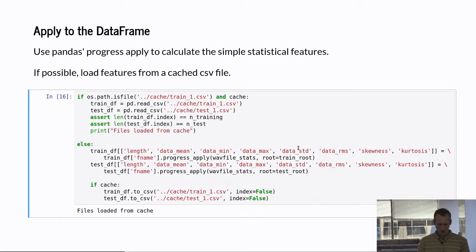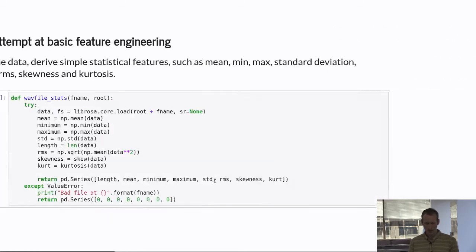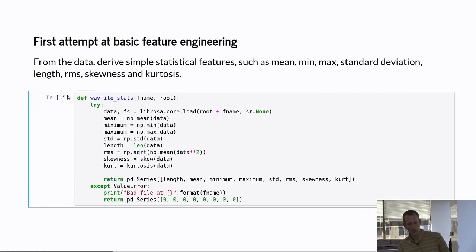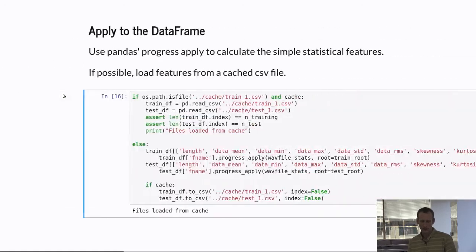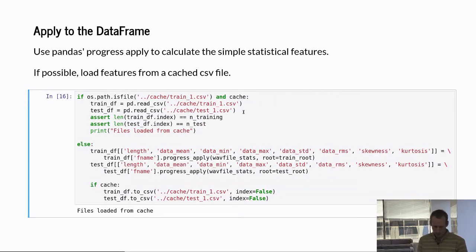So here I'm using progress apply. It's a function on pandas. I'm applying this feature creation function to every row of the data frame. Now, if you've run this notebook before already, it just loads the files up from cache from a saved CSV file. If you were to run this for the first time, it takes about 10 minutes to go through it all. So I just cached it in the interest of time here.